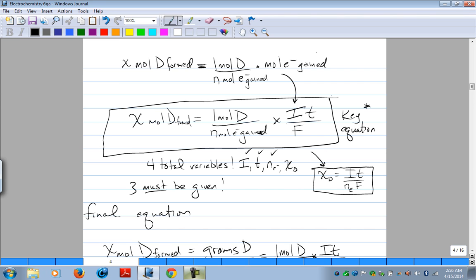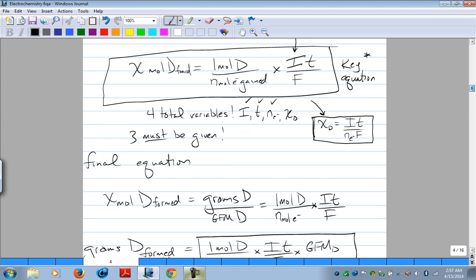So without the long formal names, this boils down to just moles of D is IT over moles of electrons per mole of D formed times F, the Faraday. F is not a variable, it's a constant. It's 96,500 coulombs of charge per mole of electrons always.